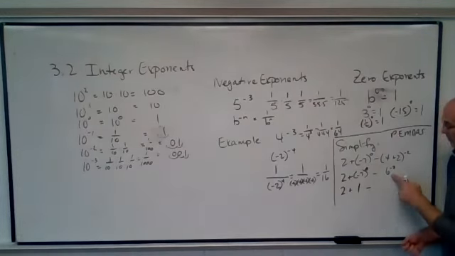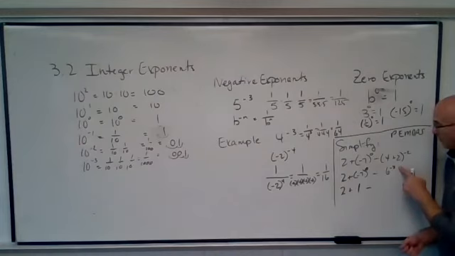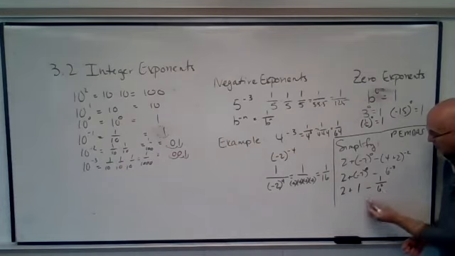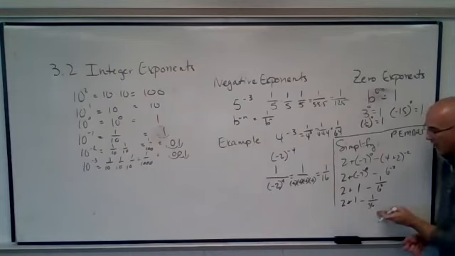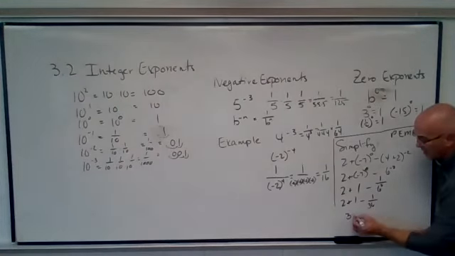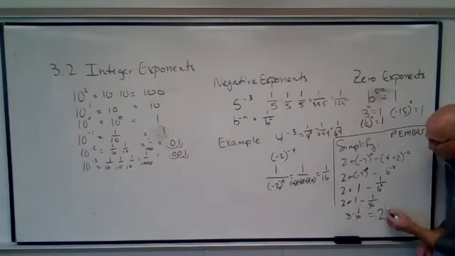Subtract. Now we have 6 to the negative 2 power. That means it's 1 over 6 to the 2nd power. So now we need to evaluate this one. So let's just keep what we have. 1 over 6 squared is 1 over 36. Now we have all adding and subtracting. So 2 plus 1 is 3, minus 1/36. That is 2 and 35/36.